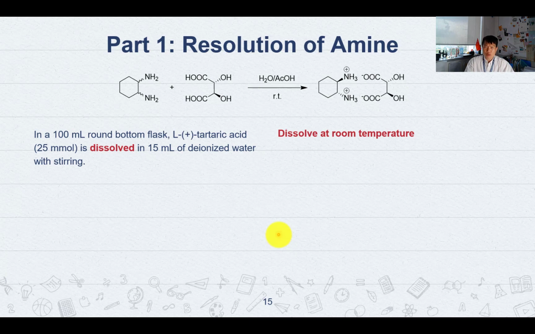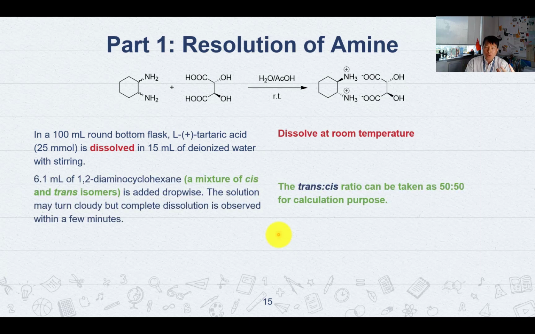So you need to first separate the two forms, and the way to do it is you add to a 100 ml round bottom flask this L-plus tartaric acid, right? To dissolve with DI water first, right? We stir it, do it at room temperature.